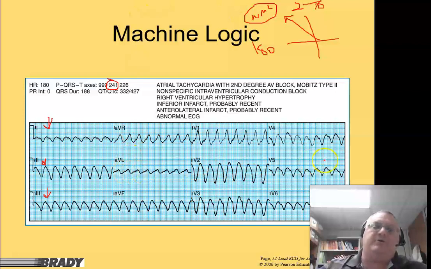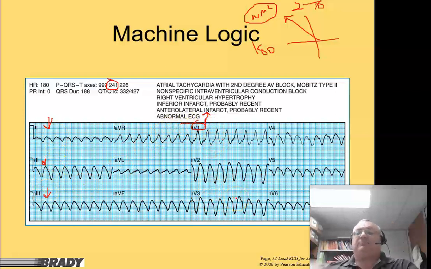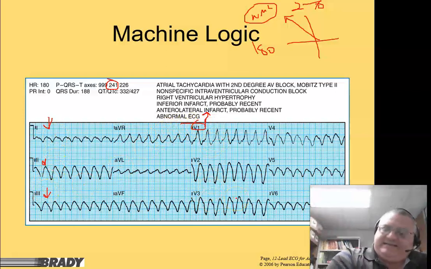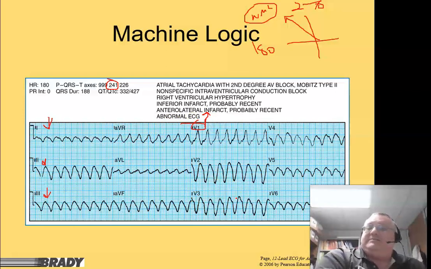There's also the other criteria you're about to learn, which is down, down, down, up. The other one that I look at is V1. If that's down, down, down, and this is up, I know that it's VTAC. But let's read what the machine says it was. Atrial tachycardia with second-degree AV block, Mobitz type 2, nonspecific intraventricular conduction block, right ventricular hypertrophy, inferior infarct, probably recent, anterior lateral infarct, probably recent, abnormal EKG.